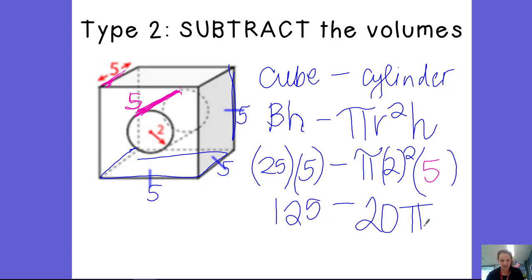But if I had just said round to the nearest tenth, you just go type it in your calculator and you'd get 62.2, and since this is volume, it's units cubed.